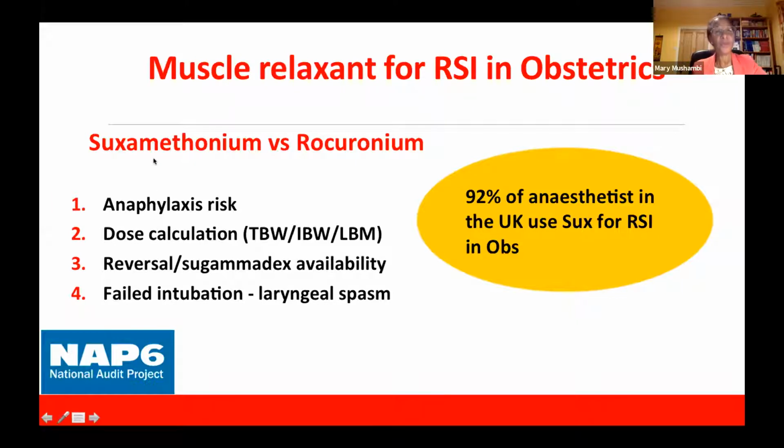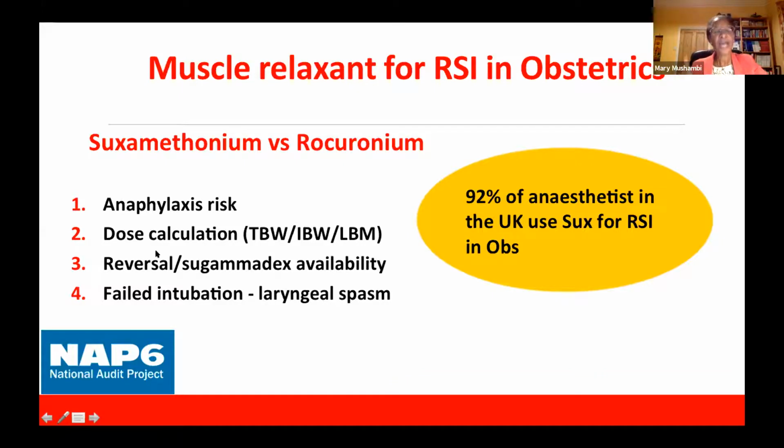It may be that the pros and cons of sux and roc probably balance each other. If you look at some of these, anaphylaxis, the incidence of anaphylaxis is the highest with succinylcholine, but the severity is worse with rocuronium. Dose calculation, succinylcholine, easy to calculate the dose, total body weight, milligrams per kilogram. With rocuronium, you have to use ideal body weight, lean body mass. Can you imagine rushing down that corridor with a high BMI patient and you don't know how much they weigh and you're trying to calculate that?